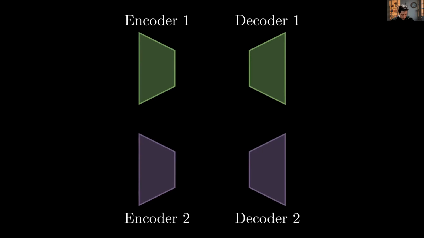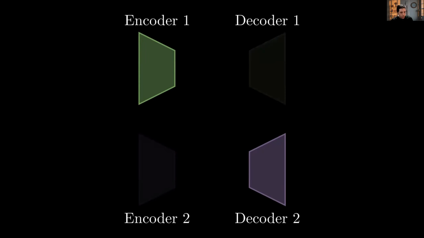Once we have these models, we perform the following experiment. We give the first encoder an image, and it produces an embedding. But instead of proceeding as normal and feeding that embedding to the first decoder, we feed the embedding to the second decoder. And we ask ourselves, what will happen?